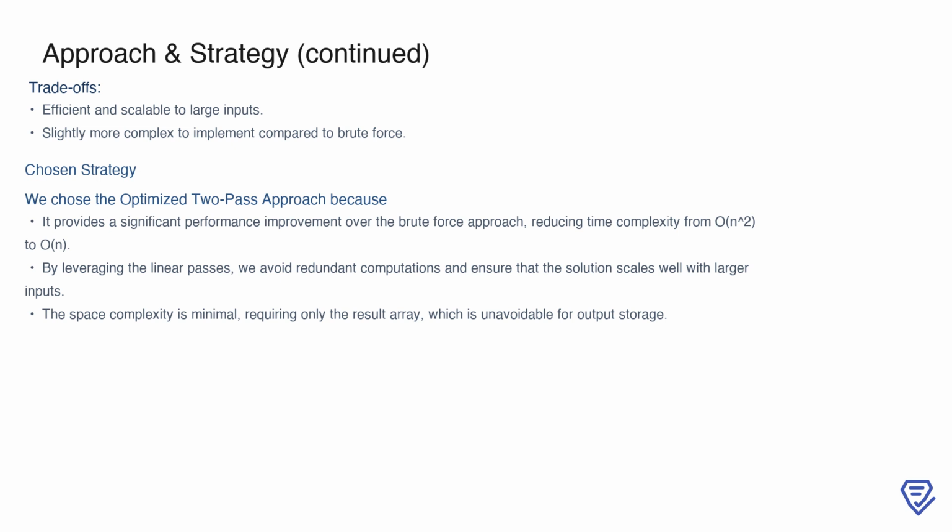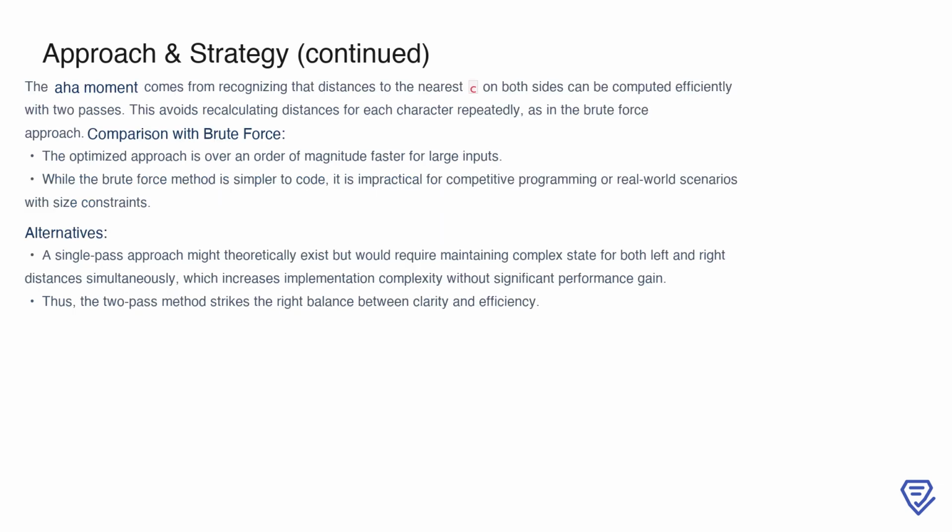This balance between clarity, efficiency, and scalability makes the two-pass approach ideal for solving this problem, especially in competitive programming or real-world applications with large datasets. The key realization that makes the two-pass approach so effective is understanding that distances to the nearest C on both sides can be computed independently and consolidated efficiently. This eliminates the need to recalculate distances repeatedly, as is the case with the brute force method.